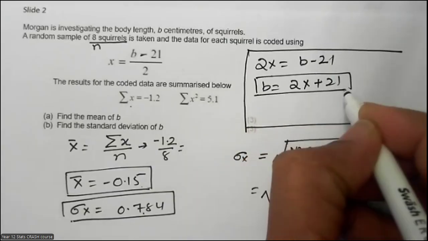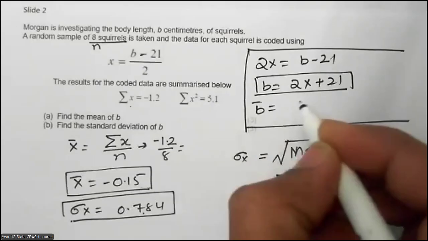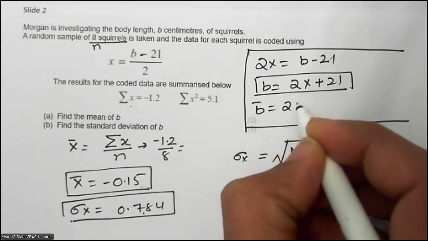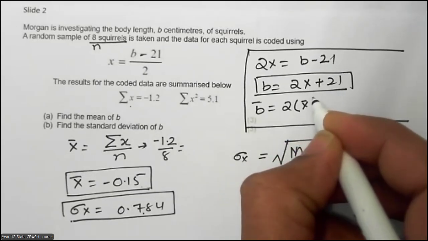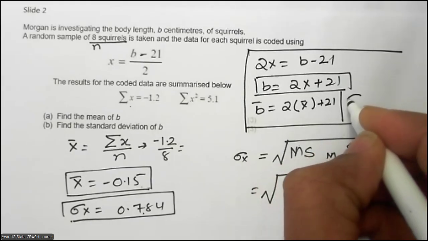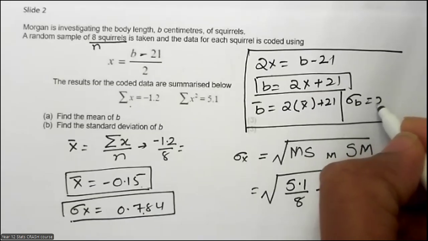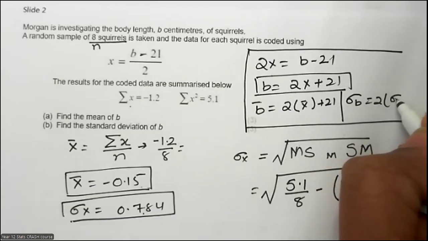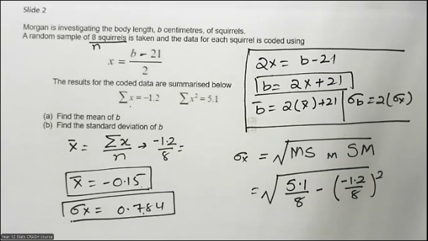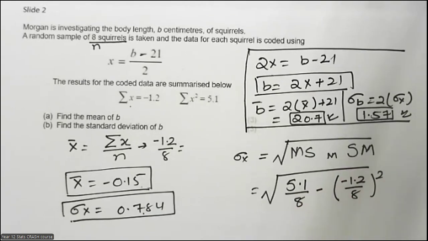Then comes the most important bit, people. You should know that the mean gets affected both ways, so it is 2 times the mean of x plus 21. Standard deviation only gets affected by multiplication and division, so it should just be 2 times the standard deviation of x. Put those values in and find the answer: mean and standard deviation for B. These are the two answers, so check if you match with my answers.